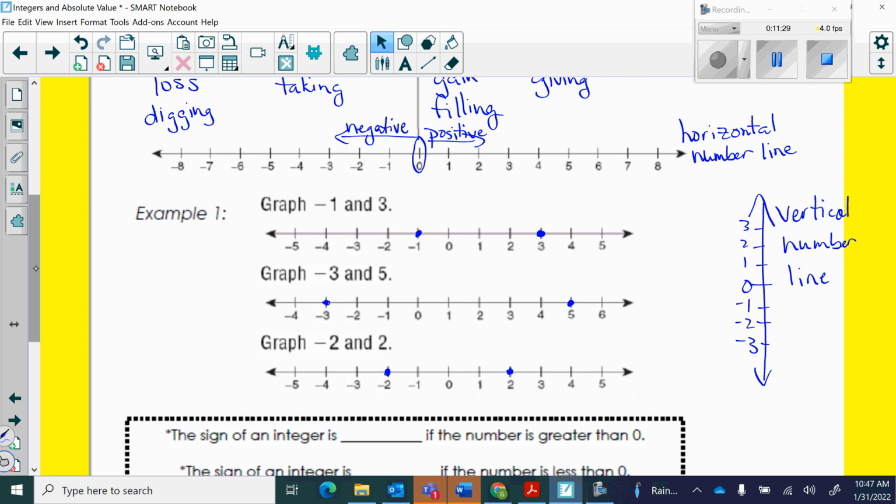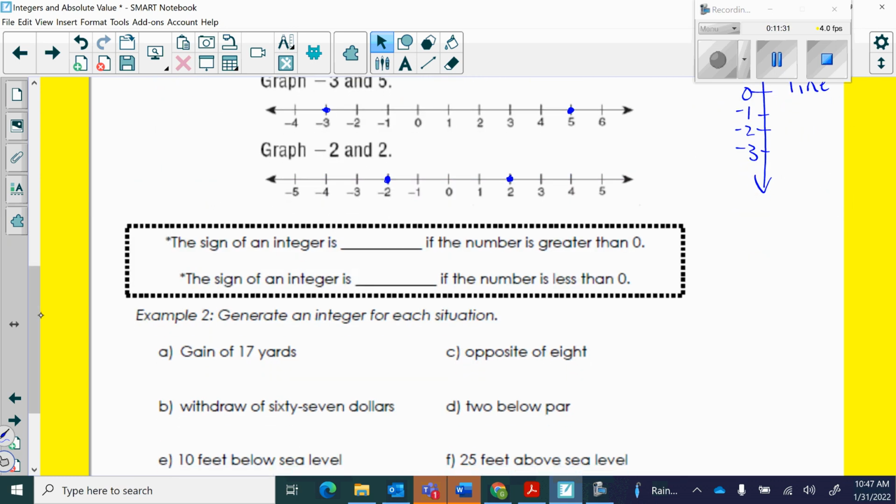Okay, so let's do a quick review. The sign of an integer that is what if the number is greater than 0? Positive. If it is positive, do I put a little plus sign? No. If it's positive, I just write the number. Okay? So if I don't see a sign, the assumption is that it is positive. The sign of an integer is what if the number is less than 0? Negative. Okay?